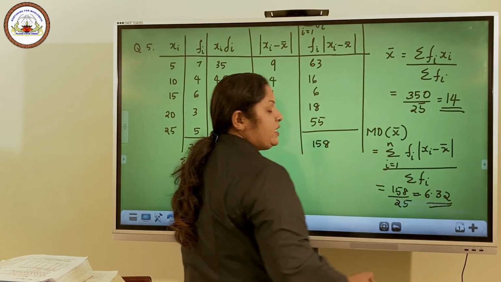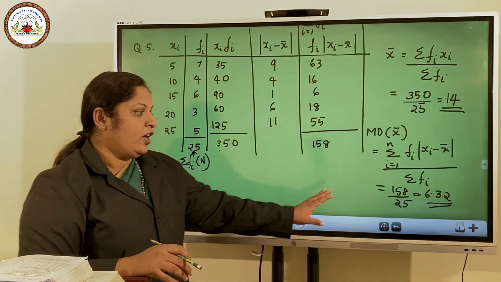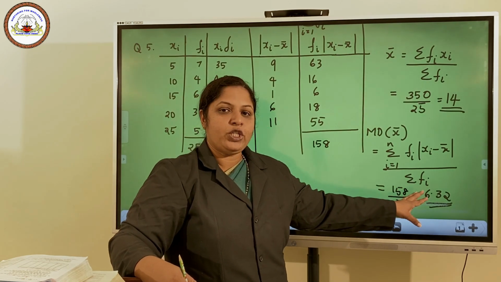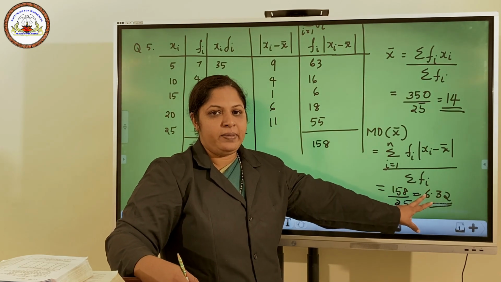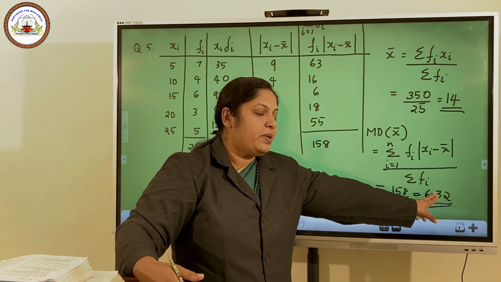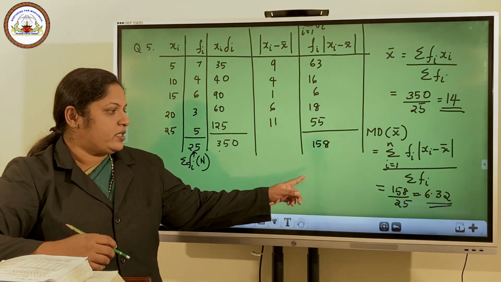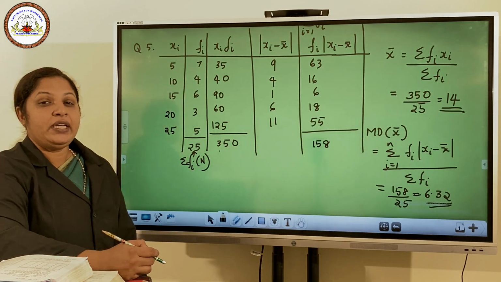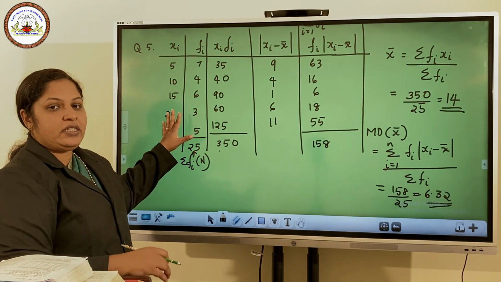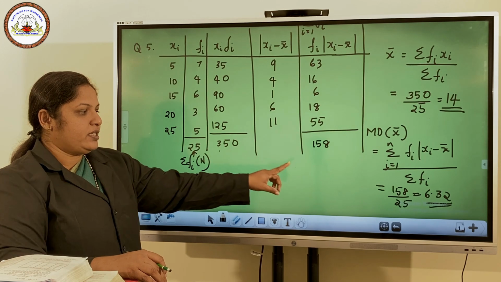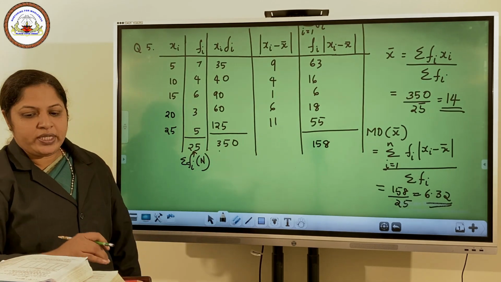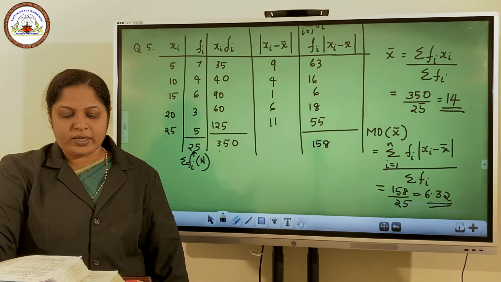Whenever you do problems in statistics, you have to make sure that the final answer is not left as a fraction. You have to find the actual value corrected to 2 decimal places. So the answer is 6.32. That is the mean deviation about mean for this set of discrete grouped data. Now, one more question is there. Question number 6 can be done as homework.